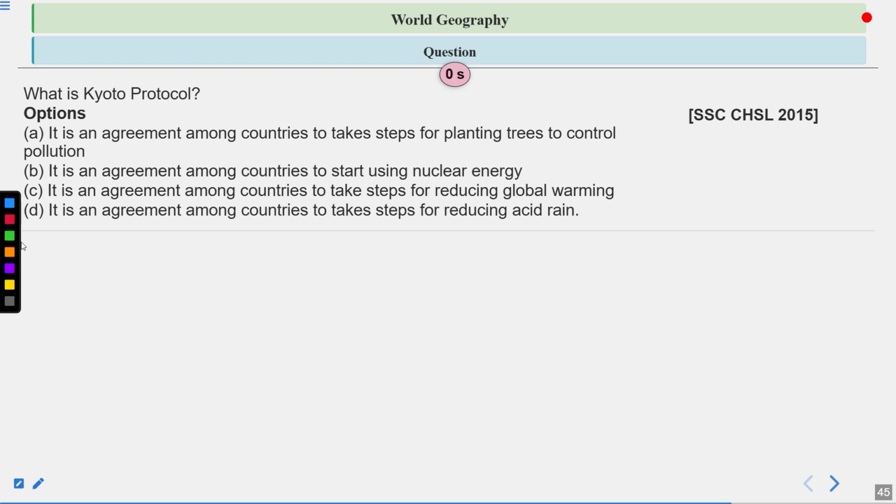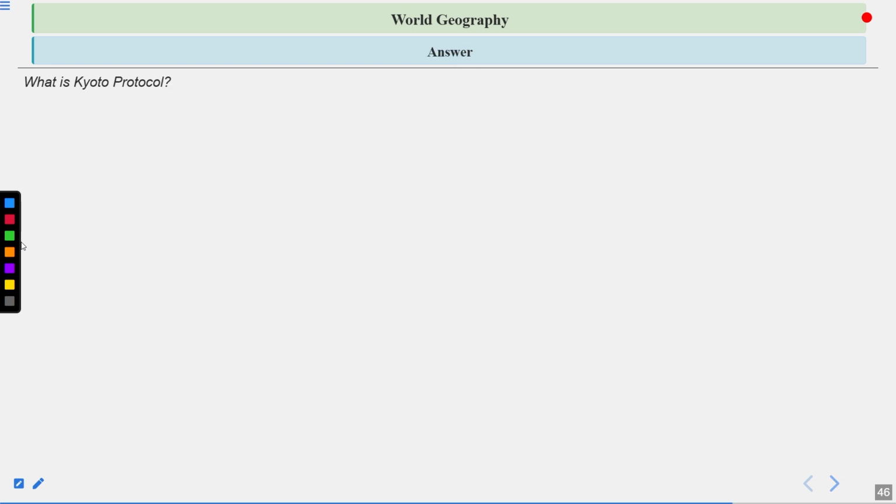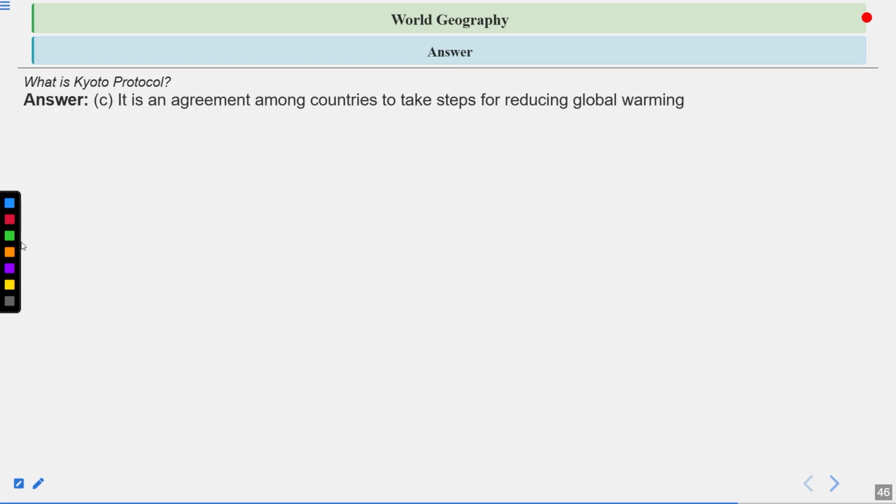So, if we talk about the Kyoto Protocol, it is associated with the curb of carbon dioxide, and according to that, the answer will be C option. It is an agreement among countries to take steps for reducing global warming.